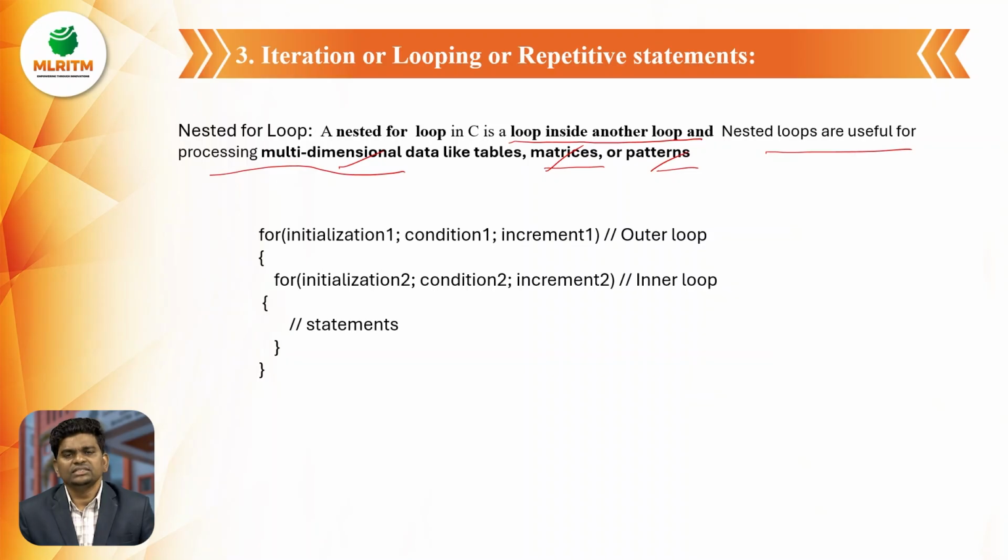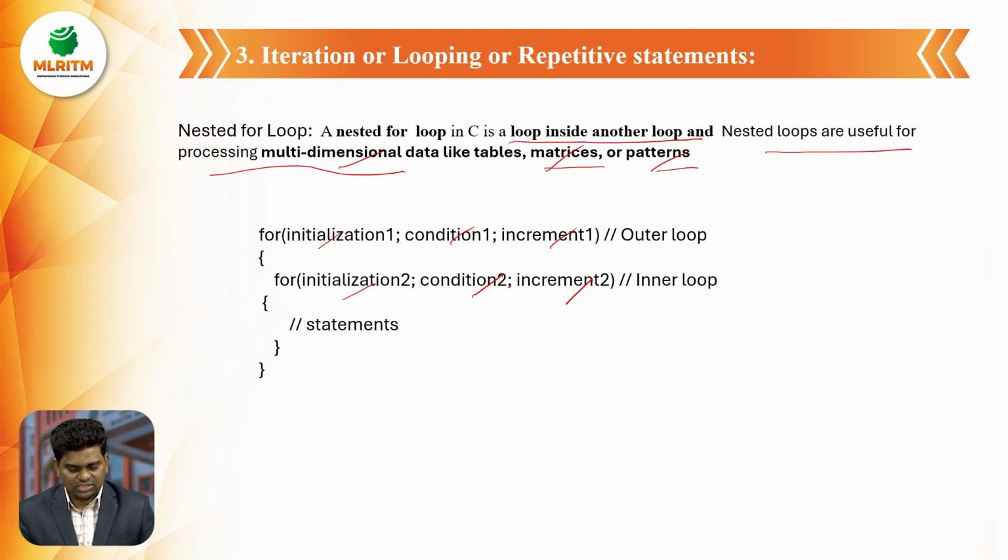Now we'll see the syntax of a nested for loop. It is exactly the same as a for loop. You know how to declare a for loop. A for loop has three statements: initialization, then condition, then increment or decrement, that is the modification part. I am declaring one more for loop here, again with the same initialization part, condition part, and increment or decrement. Now this is considered the inner loop, and the first one is considered the outer loop. So one loop within another loop. This is the syntax of a nested for loop.